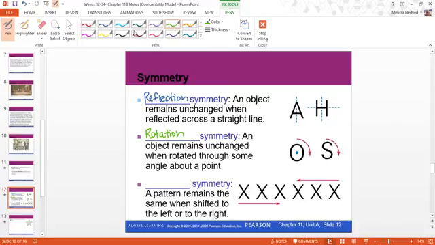And the last is what we call translation symmetry. Oops, I'm going to change colors here. And that happens when a pattern remains the same when shifted to the left or to the right. So this picture here of those multiple, it looks like capital letter X's, as you move them left and right, they remain unchanged. That is translation symmetry.